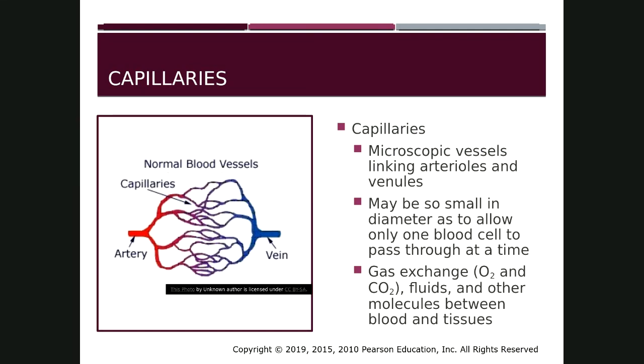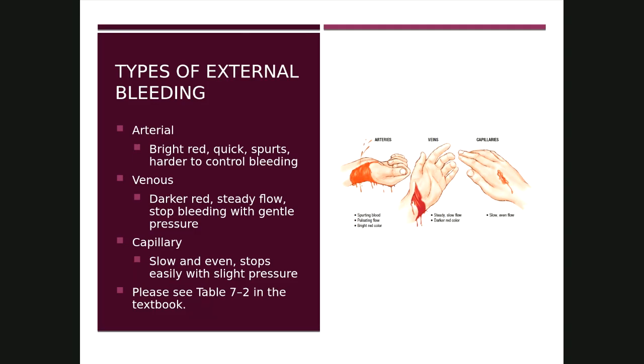Arterial characteristics of external bleeding: bright red, quick spurts, harder to control bleeding. Venous is dark red, steady flow, and stops bleeding with gentle pressure. Capillary is slow and even, and stops easily with slight pressure. See table 7-2 in your textbook for reference.